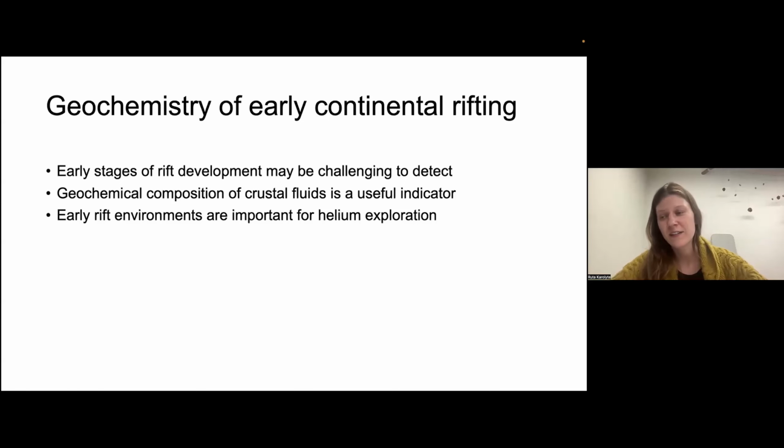One of the tracers that I'll talk about is helium, so the isotopic composition of helium or the presence of helium gas. And helium itself also is a resource. It is something that people are currently exploring for. So as well as indicating the presence of various tectonic regimes and rifting, helium itself can be something that we look for and explore for. And so these early rift environments potentially are also important for helium exploration, given the economic potential of these tectonic environments. And this is a little bit where my work generally is focused.